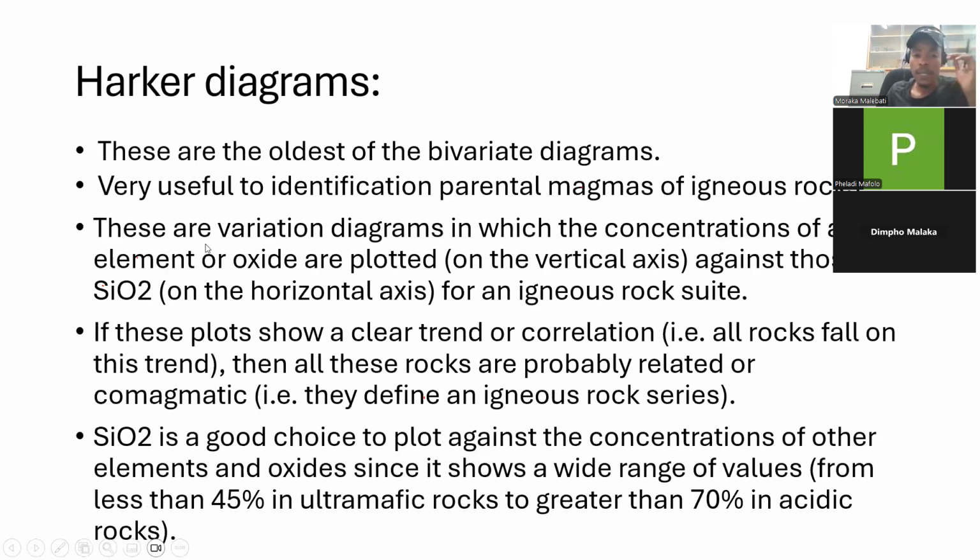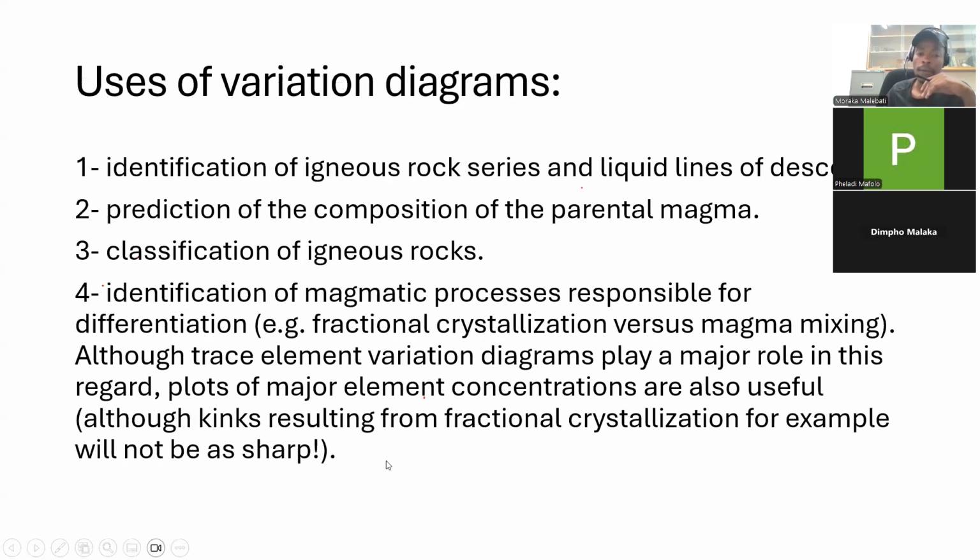Now, when you're looking at Harker diagrams, you're just plotting the elements against silica. You have the concentration of an element or oxide on the y-axis, and it is plotted against the silica content on the x-axis.